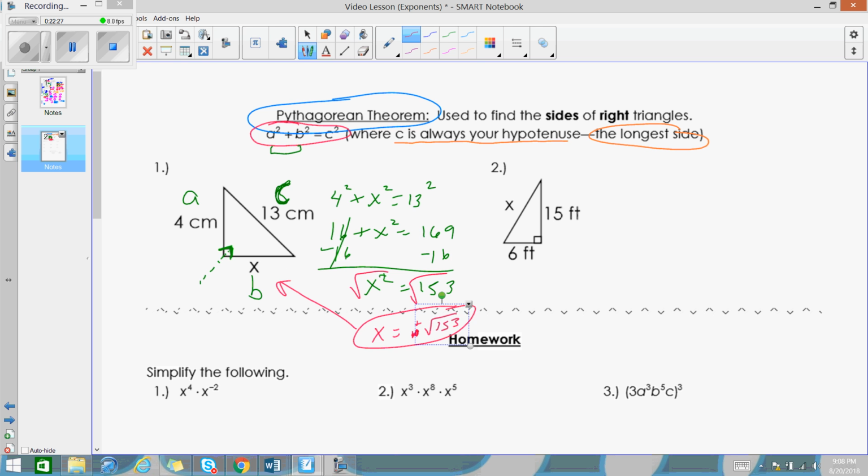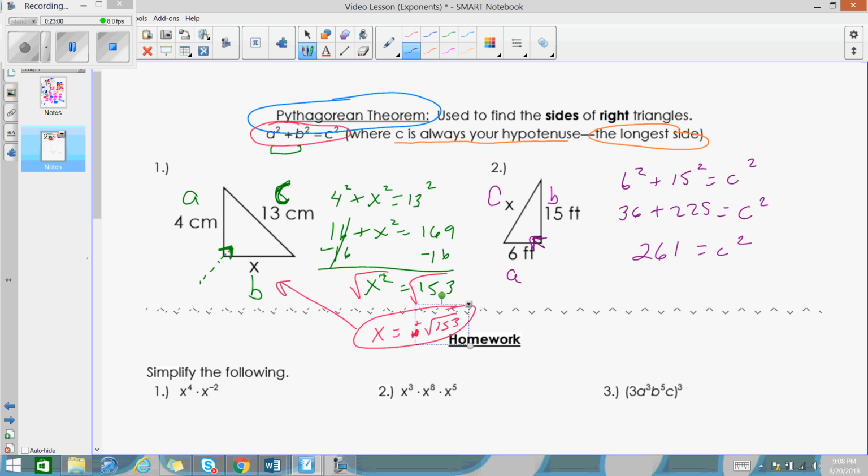All right, so let me do this. Pause for number 2. Try it and see if you get the same answer as me. All right, here we go. First off, you should have identified what your C is. X is actually C in this problem. We'll make A 6 and B 15. So to set up the Pythagorean theorem, you're going to go 6 squared plus 15 squared equals C squared. And we'll just simplify. So 36 plus 225 is 261 equals C squared.